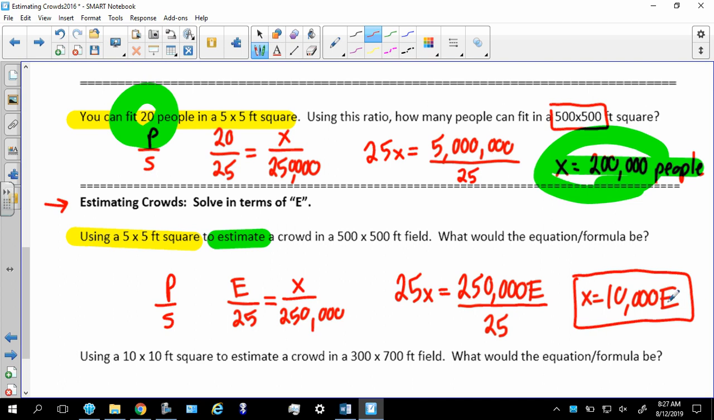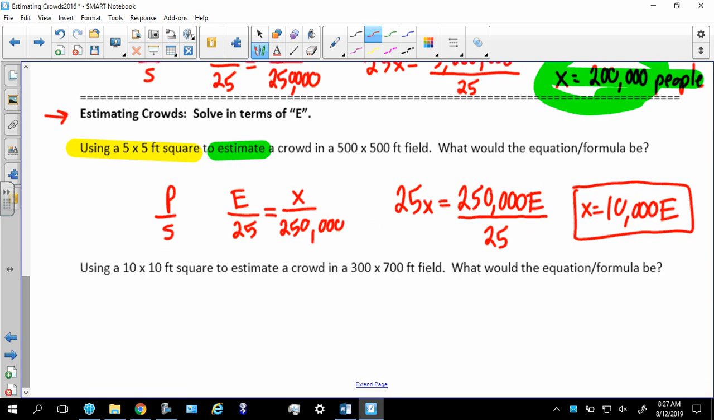Now you might be saying, what is the E there for? Why is there an E? Well, let's answer one more and I'll explain a little more about that. So it's the same exact question except different numbers, using a 10 by 10 foot square to estimate. Again, notice it didn't say anything about 10 people, 20 people, 30 people. All we know is that it's a 10 by 10 foot square.